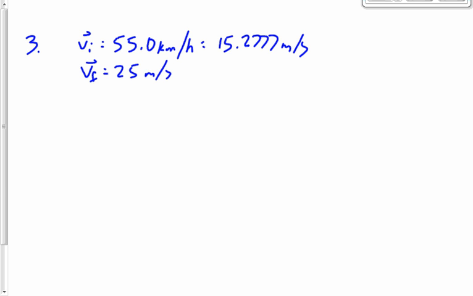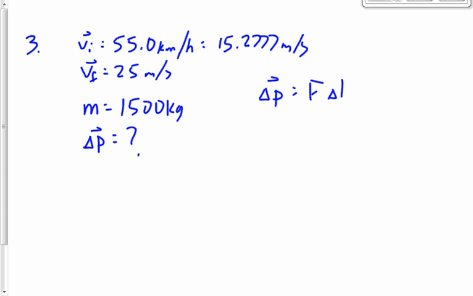All we're looking for here is the impulse. So clearly it is an impulse question. Delta P is equal to F times delta T equals M times delta V. We do have one more given here before you actually write down that equation. It's 1,500 kilograms. Okay, we're looking for delta P, the impulse. Here's our impulse equation. Delta P is equal to F times delta T again equals M times delta V.